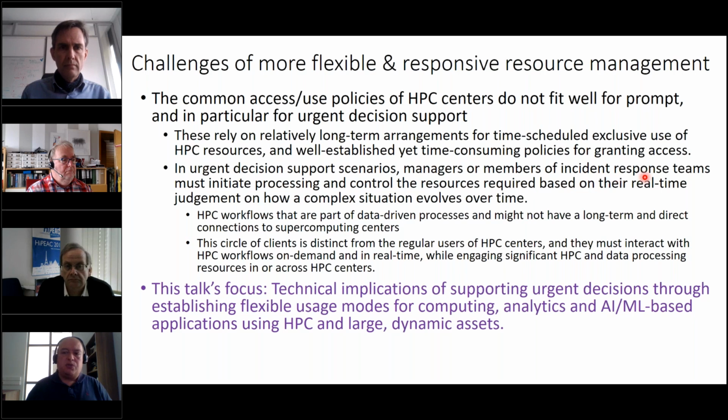Well, in a decision support scenario, and especially in an urgent decision support scenario, we would need to serve the needs of incident response teams that would need to initiate complex processing on short notice and actually modify the set of resources or augment the set of resources based on their judgment on how a complex situation evolves over time. So there is this idea of a workflow.